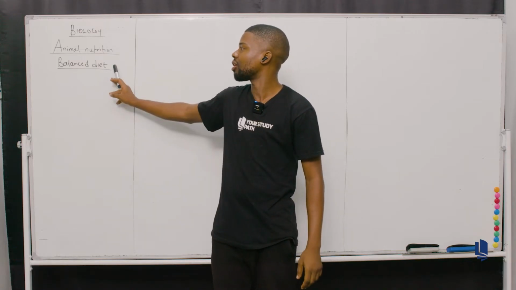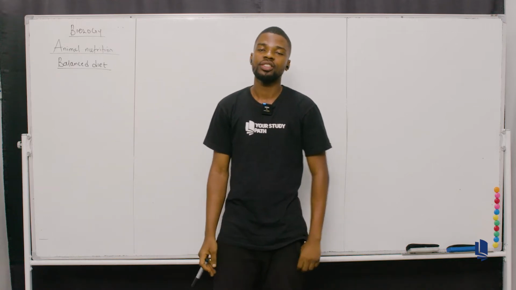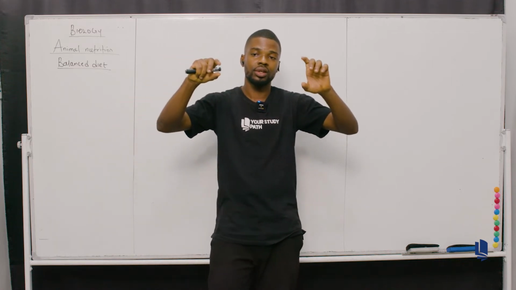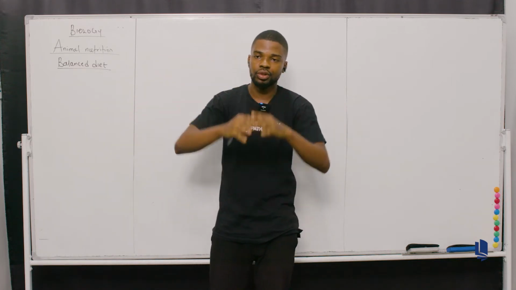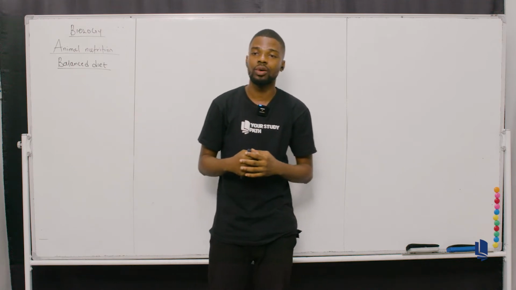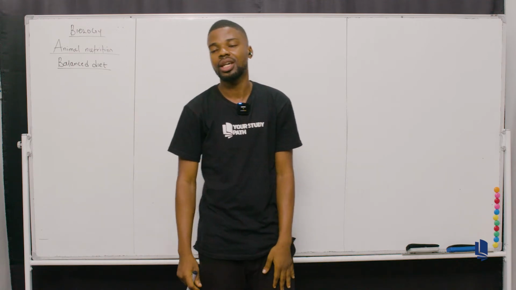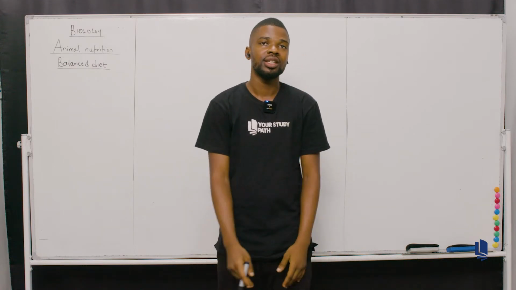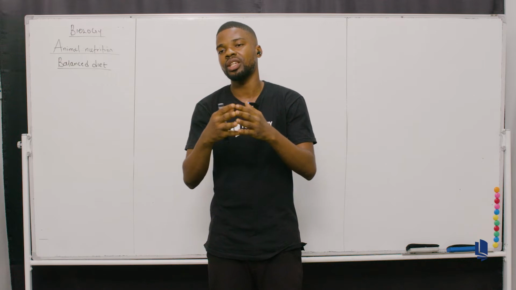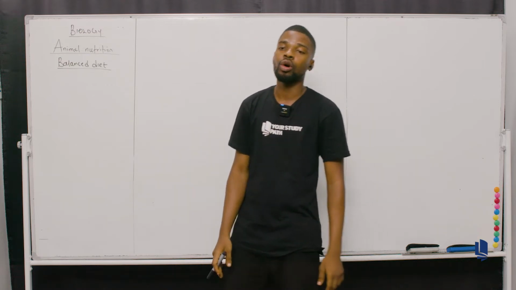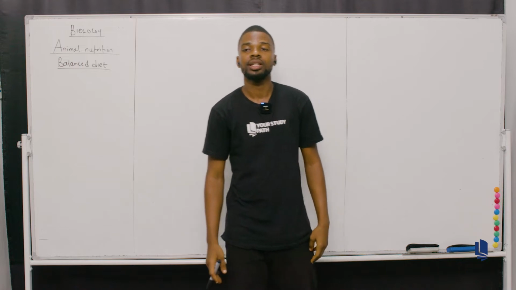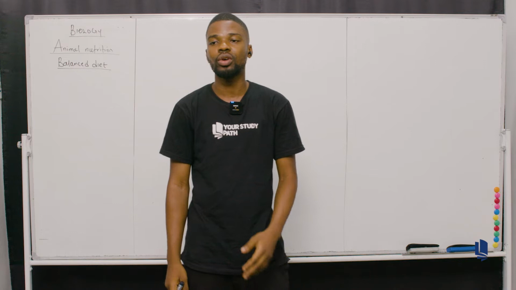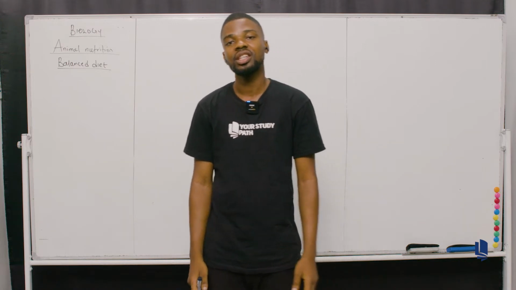On this topic called animal nutrition. Basically, from last class, we talked about nutrition as a whole, and then we broke it down into two parts. We said we got what? Plant nutrition and animal nutrition. We made you understand that the form in which living entities feed is what we call autotrophism and what? Heterotrophism. You got me?